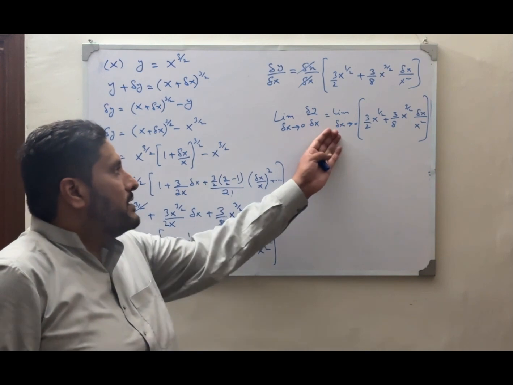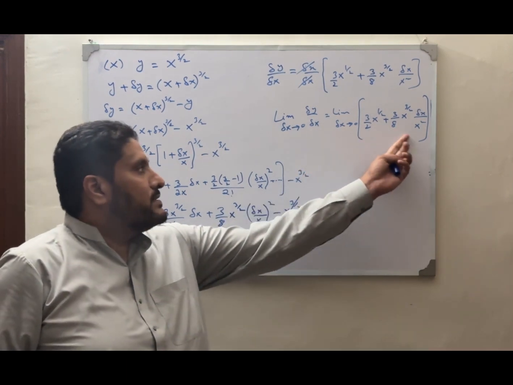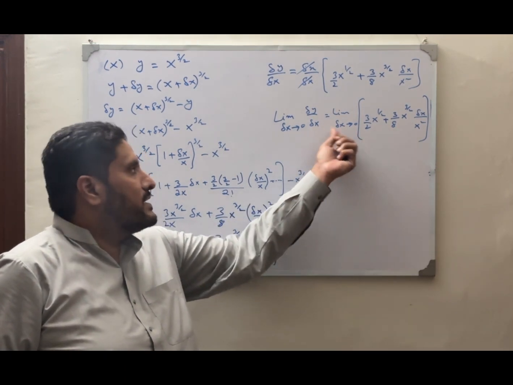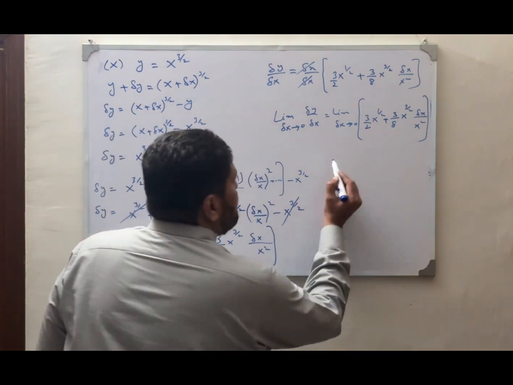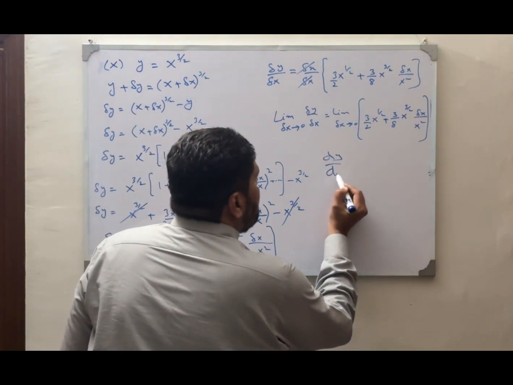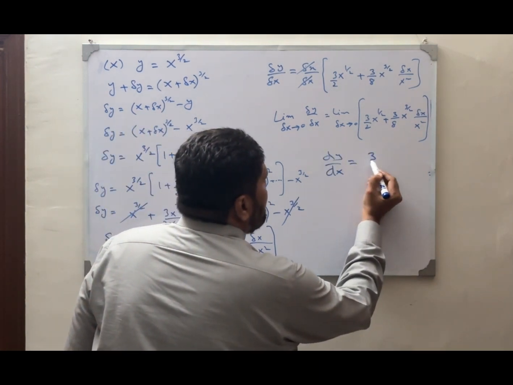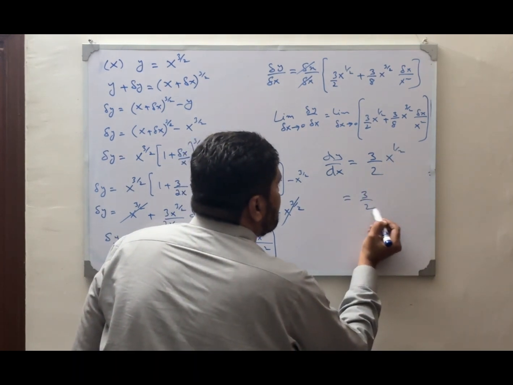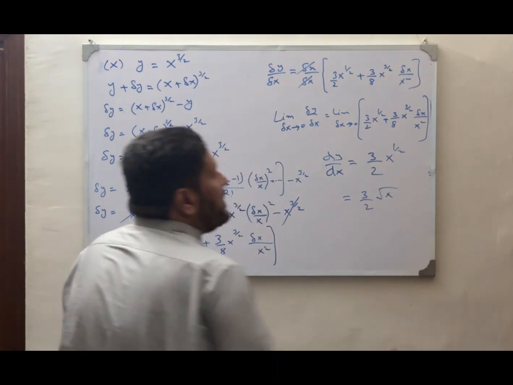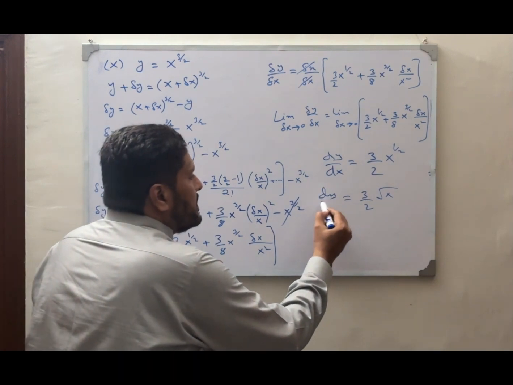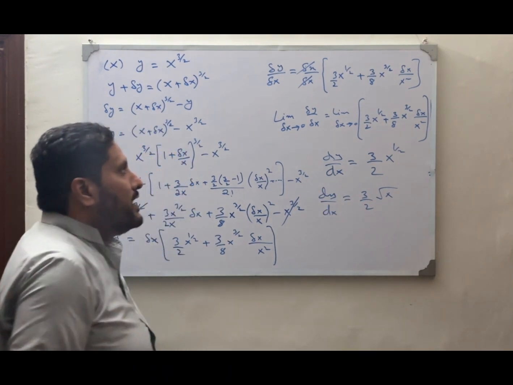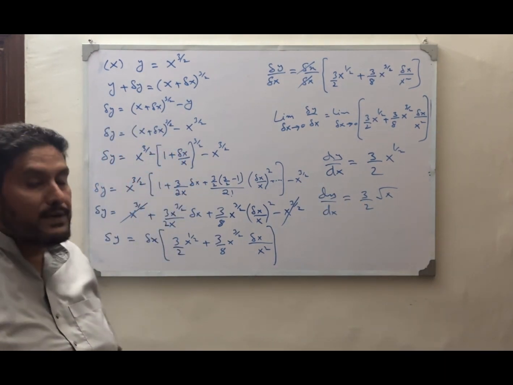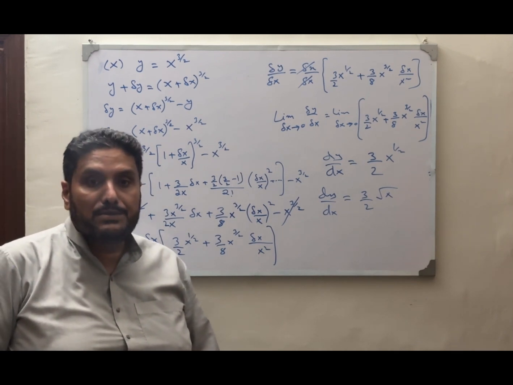So now by applying limit, this second term will become 0 as delta x approaches to 0. So our dy by dx, this is equal to 3 by 2x power 1 by 2, or we can write it as 3 by 2 under root x. So this will be our required derivative for this given function by using the ab initio method.